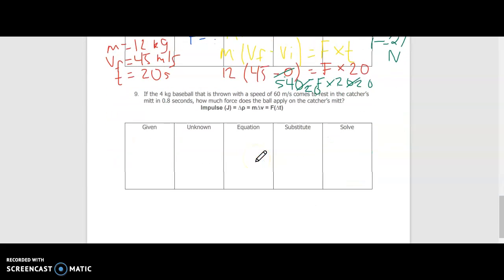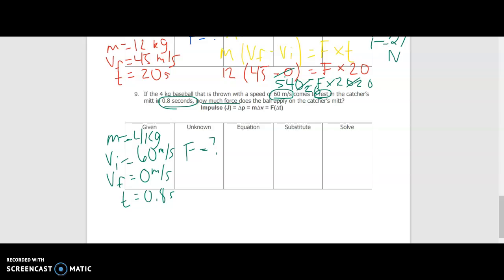All right, last one. If a 4-kilogram baseball that is thrown with a speed of 60 meters per second comes to rest in a catcher's mitt in 0.8 seconds, how much force does the ball apply on the catcher's mitt? All right, so it's asking us how much force. So again, our force is our unknown. It says that our mass was 4 kilograms, and this baseball is thrown with a speed of 60 meters per second. So its starting speed is 60. All right, so I am running out of time, but I wrote all the givens down. So mass, the initial velocity was 60. It comes to rest in the catcher's hand. So the final velocity is 0. The time was 0.8 seconds.